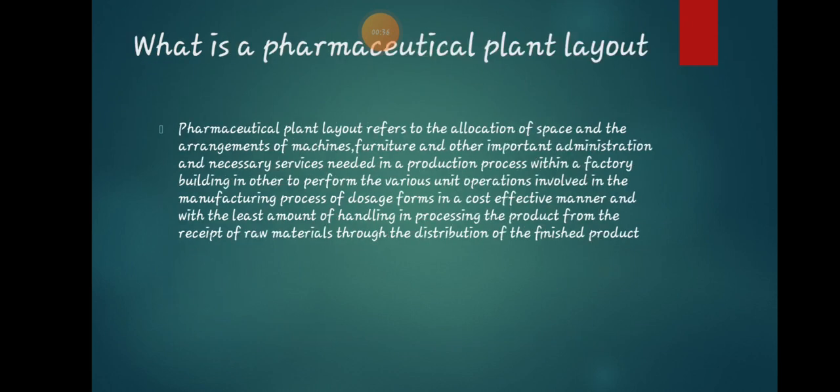What is the pharmaceutical plant layout? Pharmaceutical plant layout refers to a collection of space and the arrangements of machines, furniture, and other important administration and necessary services needed in a production process within a factory building, in order to perform the various unit operations involved in the manufacturing process of dosage forms in a cost effective manner and with the least amount of handling in processing the product from the receipt of raw material through the distribution of a finished product.